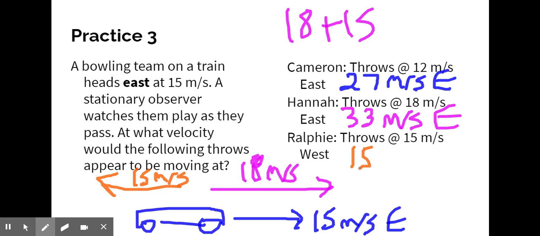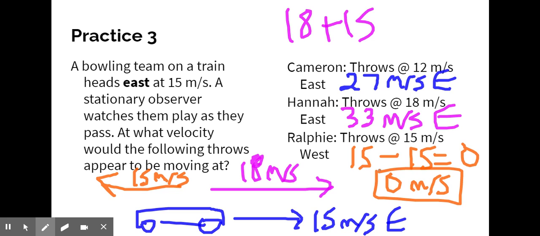So we have the train velocity, 15 meters per second to the east. We're subtracting Ralphie's, 15 meters per second to the west. That gives us 0. So Ralphie's throw appears to not be moving at all to the stationary observer. If you were watching this train and Ralphie throws his bowling ball, you would just see the bowling ball stay where it was. Maybe it would go straight down, but its x velocity would be 0.